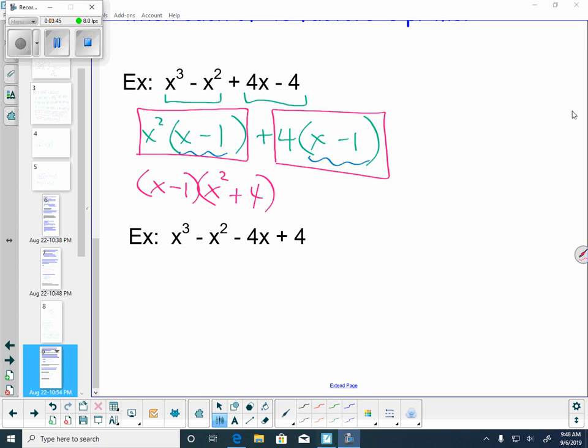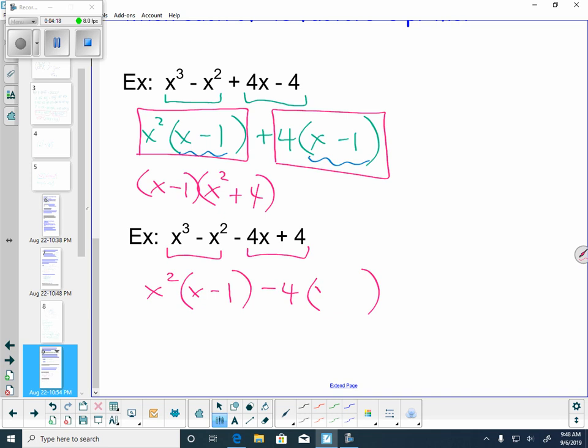Okay, so in this one, did you put a little bracket underneath this, put a little bracket underneath this? What can we factor out in the first set, Jacob? X squared, and then what's going to be left? X minus 1. What can I factor out of the negative 4x plus 4? Kyle? Negative 4. All right, so I'm going to put a minus 4, and then what's going to be left in the parentheses? X minus 1.